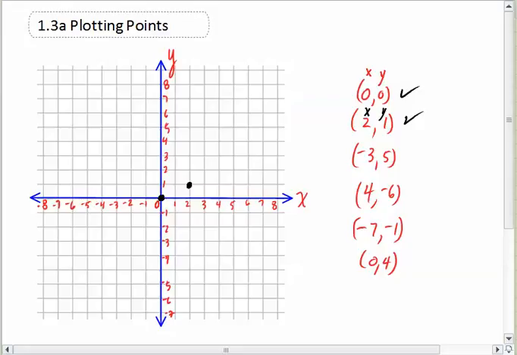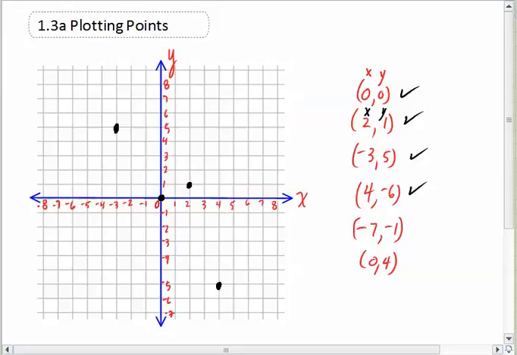Okay, let's take a look at the next one, (-3, 5). So I'm going to start at the origin. I'm going to go -3 in the x direction, 1, 2, 3, and then up 5. 1, 2, 3, 4, 5. So there it is there. (-3, 5). How about (4, -6)? I'm going to go 1, 2, 3, 4, down 6. 1, 2, 3, 4, 5, 6. You can see the little dot with my pen if you look carefully.